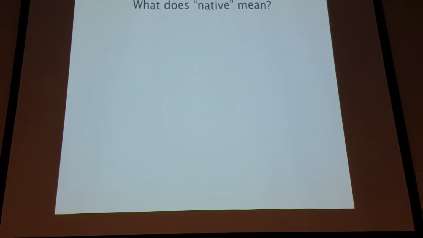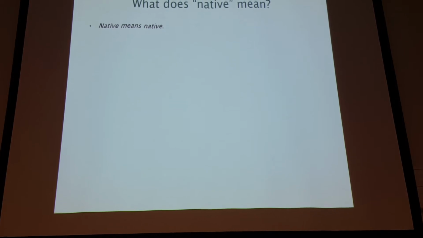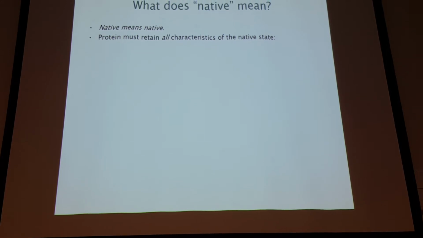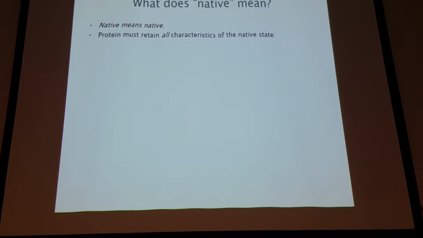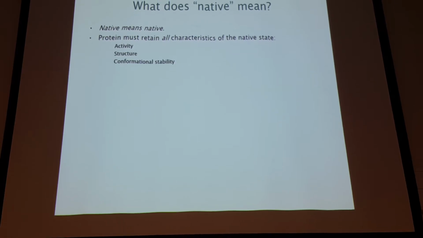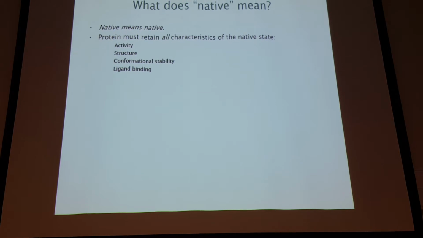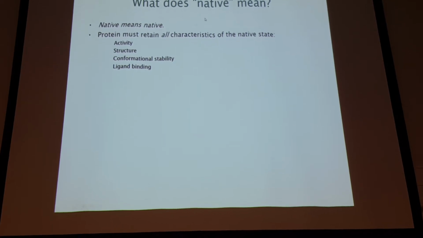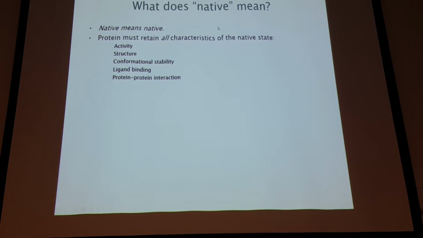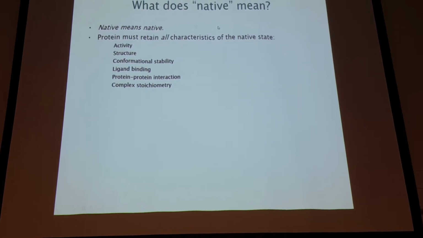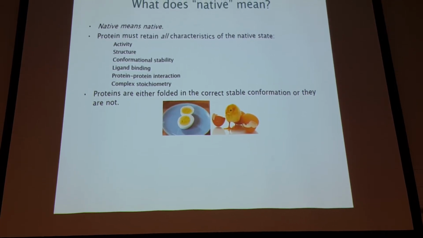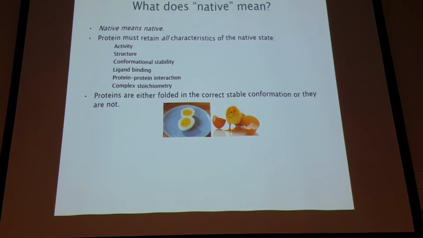I'm going to paraphrase Theresa May. Native means exactly that, native. What do I mean? I mean it must retain all the characteristics of the native state. This is how it's defined. These are activity, structure, conformational stability, the ability to specifically bind ligands, protein-protein interactions, must retain the same complex stoichiometry, and the protein is either in its correct folded conformation or it isn't.